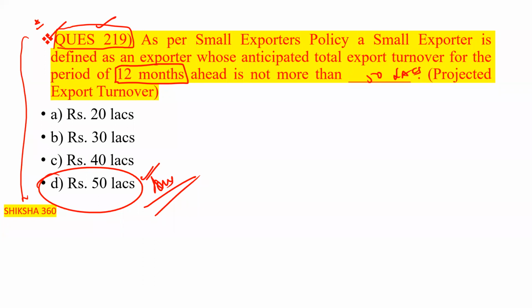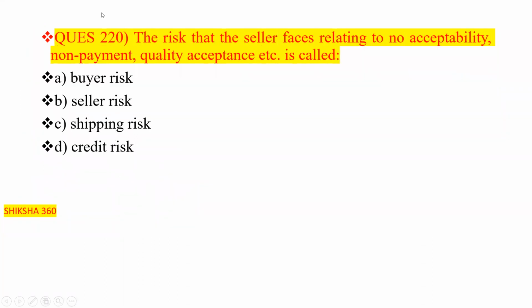or PPT. Next question: the risk that the seller faces. Here the risk faced by the seller relates to non-acceptability. The seller has sold the thing, but there is no acceptability, or non-payment, or quality acceptance, etc. The buyer says this is not up to that quality. We demanded genuine quality, but it is not up to that. So this is the risk the seller faces relating to non-acceptability, non-payment or quality acceptance.